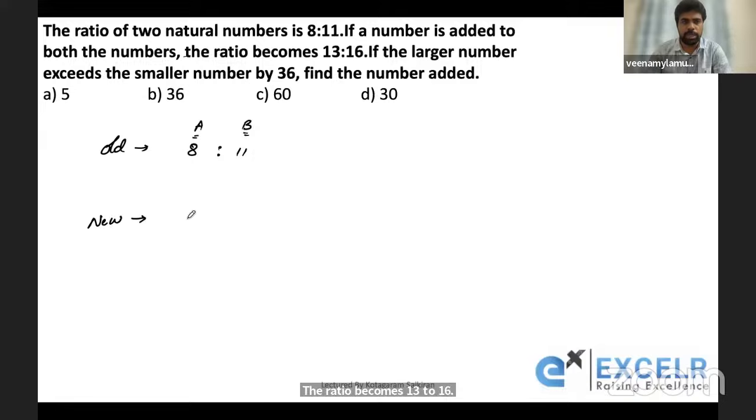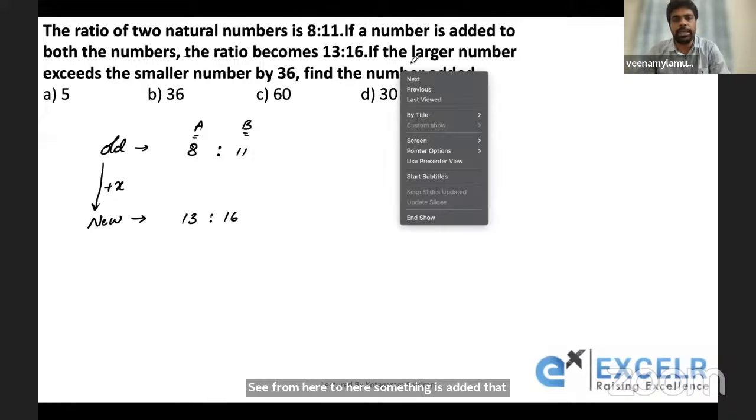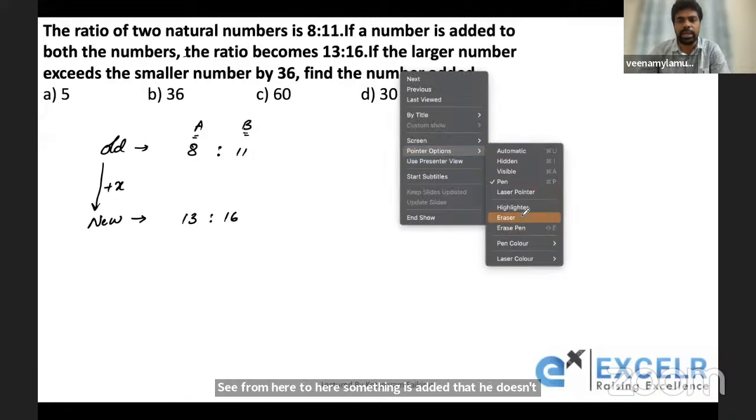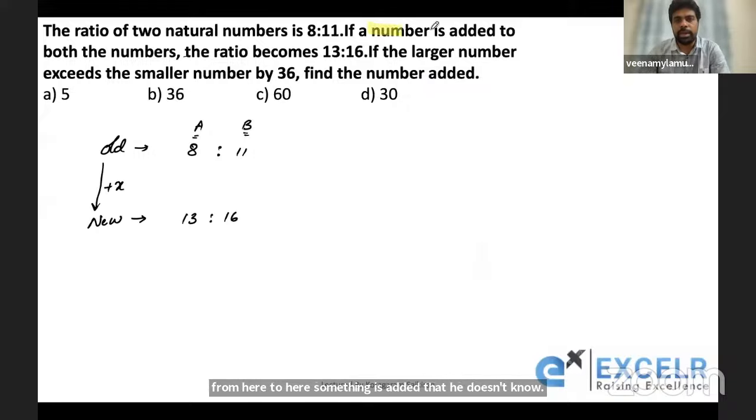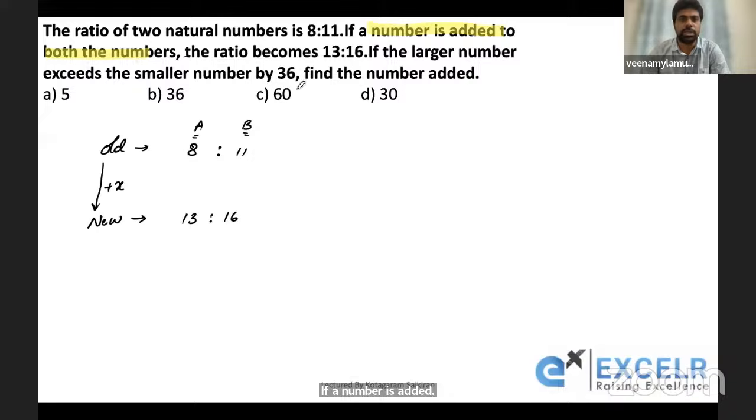What about the new numbers? It is 13:16. See, from here to here, something is added that we don't know. He is saying that if a number is added, the ratio becomes 13:16. If the larger number exceeds the smaller number by 36, he is saying that the larger number exceeds the smaller number by 36.